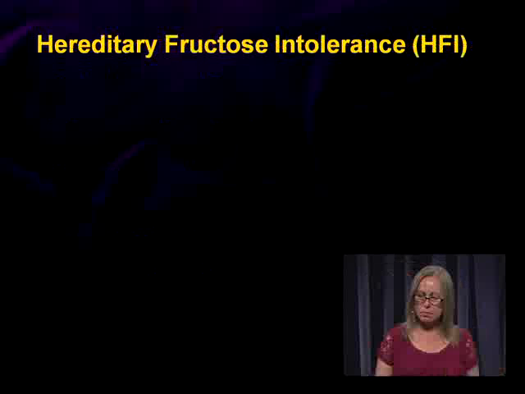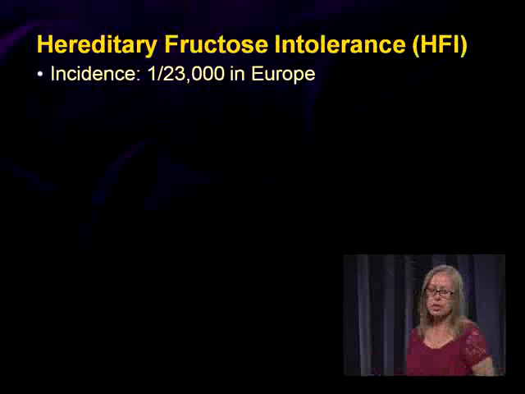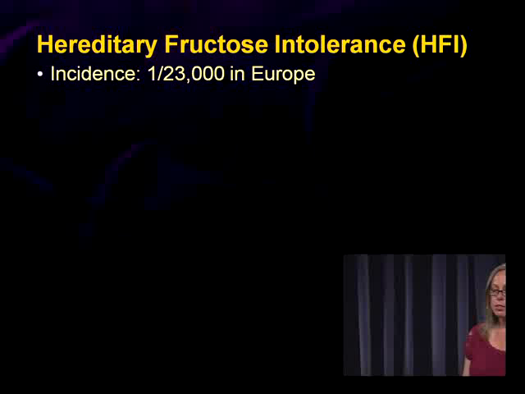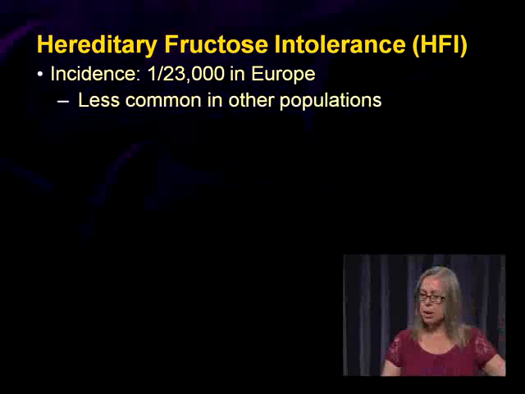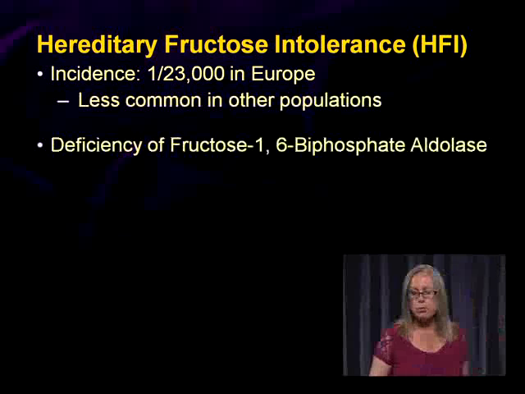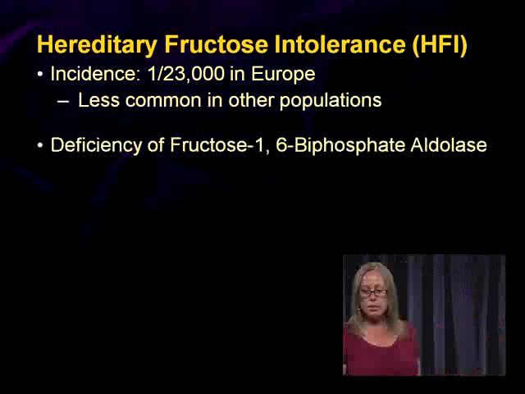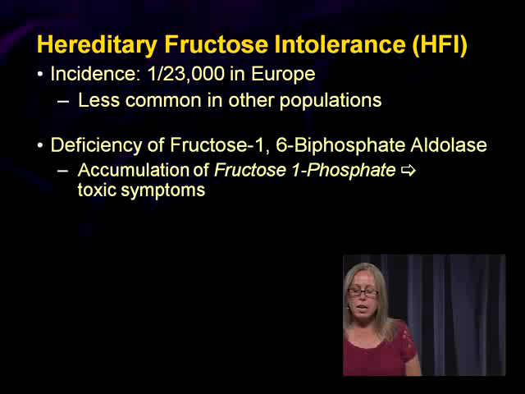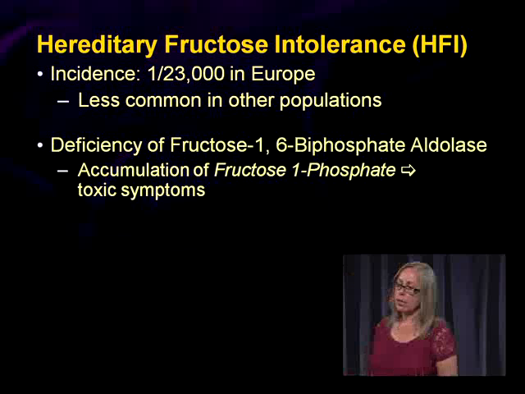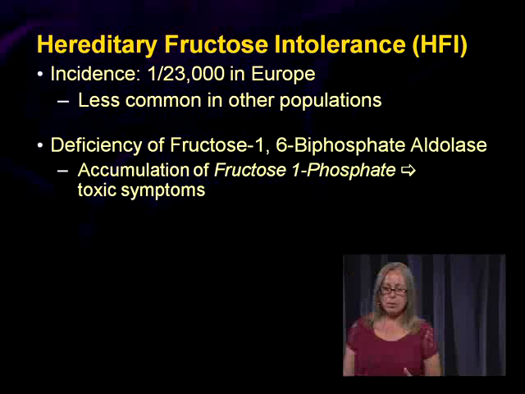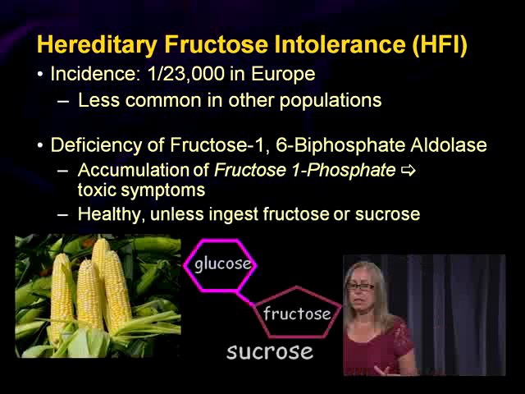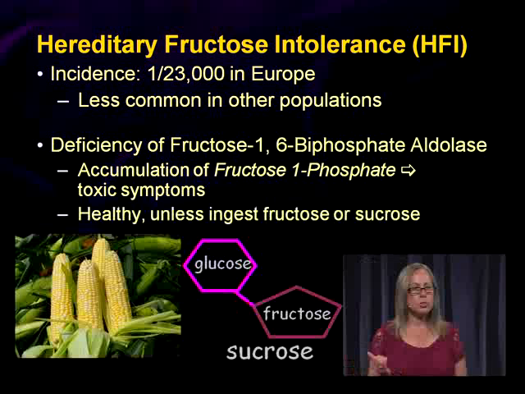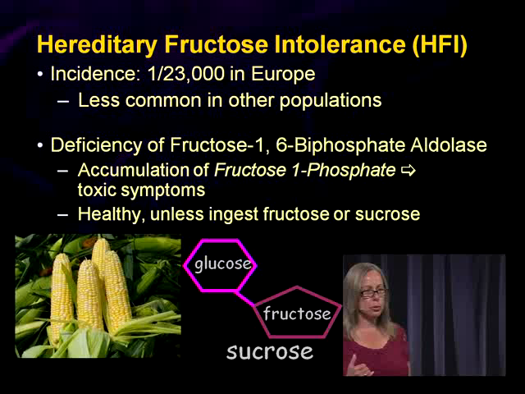Hereditary fructose intolerance occurs in about 1 in 20,000 people of European extraction. It's less common in other populations. It's a deficiency of fructose 1,6-bisphosphate aldolase. The accumulation of the fructose 1-phosphate gives you your toxic symptoms. And you're healthy until you ingest fructose or sucrose. And sucrose is a disaccharide of glucose and fructose.